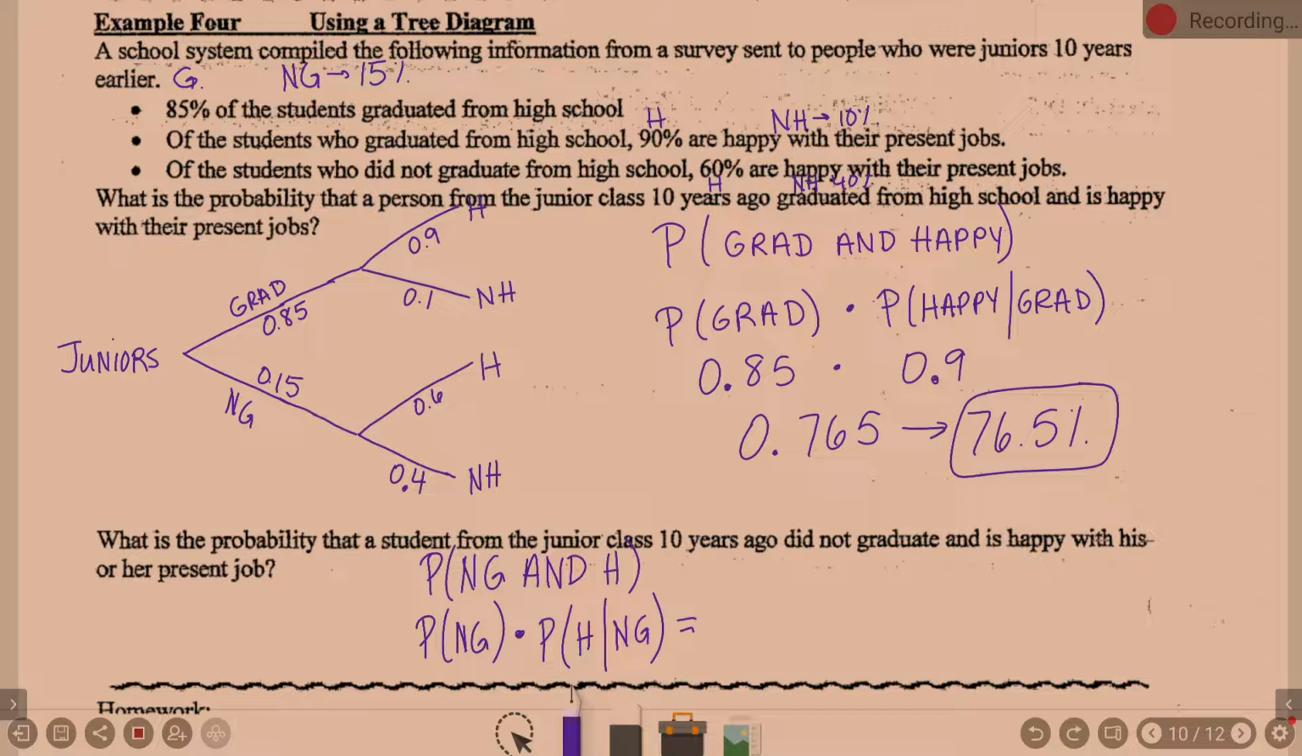Okay. So what's the probability of not graduating? 0.15 times what's the probability of being happy given you were not a graduate? And that is the 0.6. 0.15 times 0.6? 0.09. While I'm here, just test you. What is that as a percent? 9%, right? Move the decimal 2 left, and it is 9%.